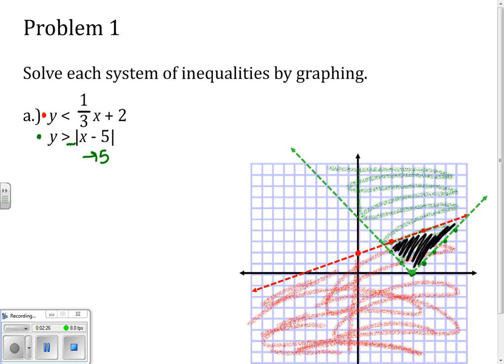So this isn't done any differently than the lines that we did in the section before. It's just that one of them will consist of an absolute value graph.